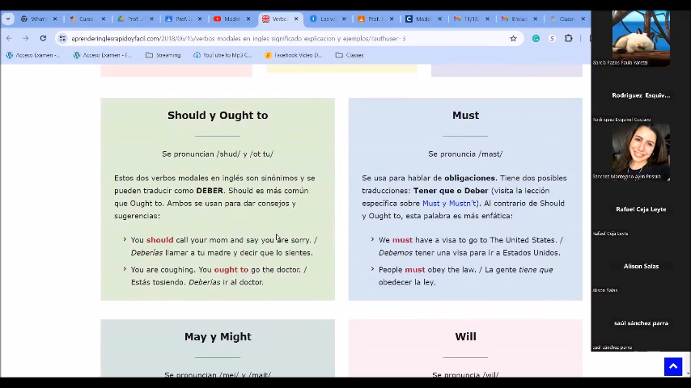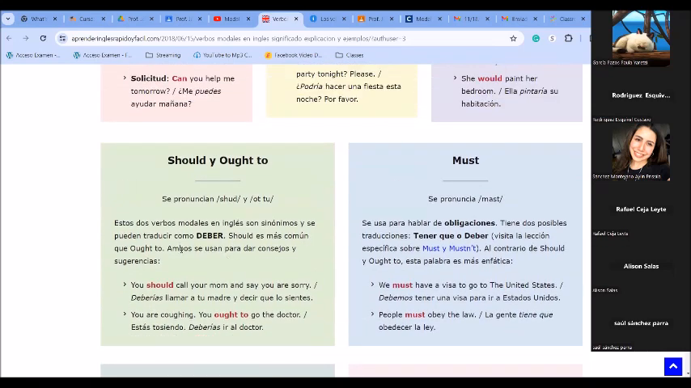All right. And the other one that we wanted to tackle, and let me just rush a little bit, is should. This time, Saul, should and ought to. Se pronuncia should y ought to. Estos dos verbos modales en inglés son sinónimos y se pueden traducir como deber. Should es más común que ought to. Ambos se usan para dar consejos y sugerencias.